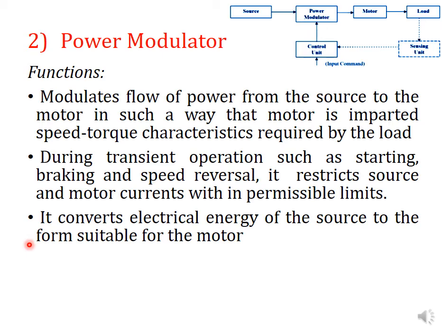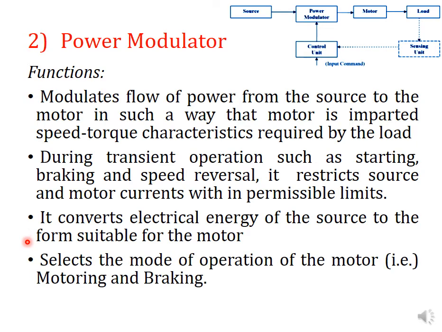Next, it converts electrical energy of the source to the form suitable for the motor. That means whatever be the available electrical energy, it may be AC or DC, or it may be of different frequencies, may be of different voltage levels, whatever it may be, the power modulator will be able to convert that electric energy to the form that is suitable for the motor. Even if AC power is available, the power modulator can convert it into DC, which is suitable for the DC motor. Next, it selects the mode of operation of the motor, that is motoring or braking.